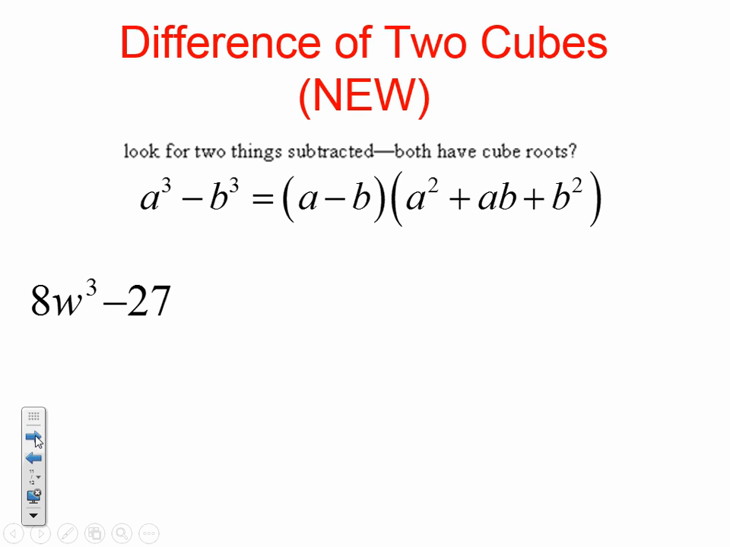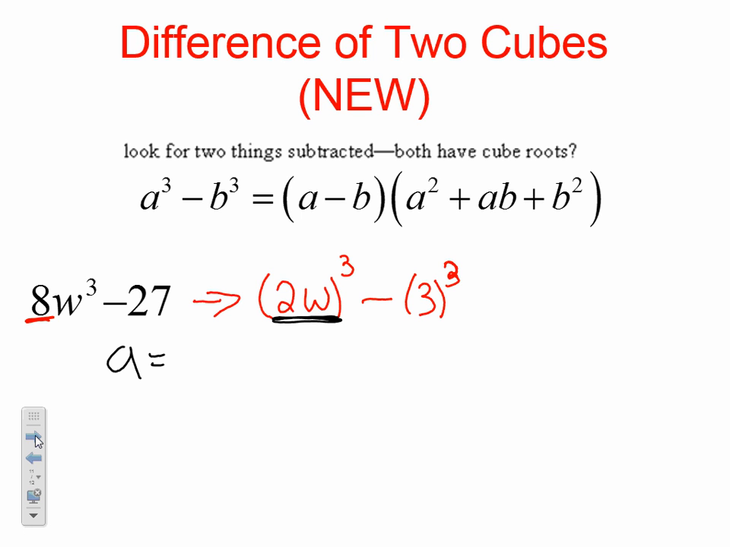This one, ladies and gentlemen, is the difference of cubes. First thing we have to do, rewrite it as perfect cubes. 8 can be broken down to a perfect cube, 2 cubed, so I'm going to write 2w cubed minus 27 would be 3 cubed. Now, my a on this one is this whole thing, so it's 2w. And my b is going to be 3.